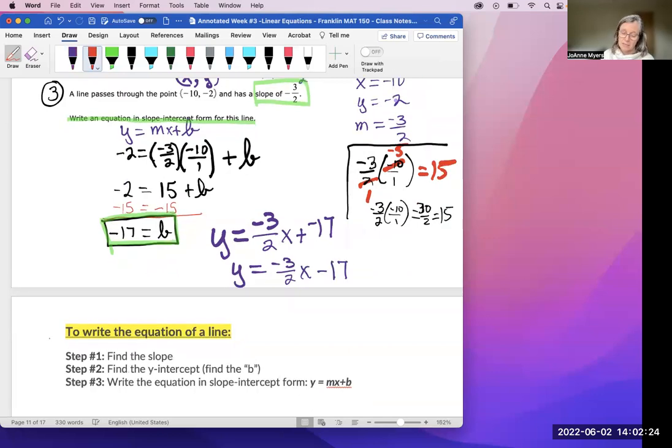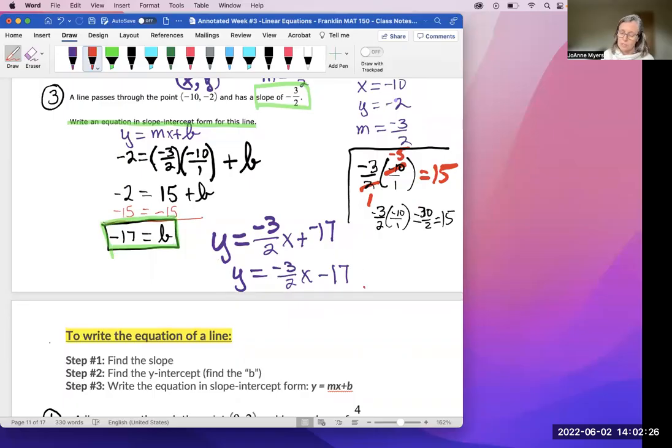If you're working on ALEKS, this is the way, if it's multiple choice, this is what they'll show you. We don't usually write plus minus. So we would just write -17. And that would be your answer.